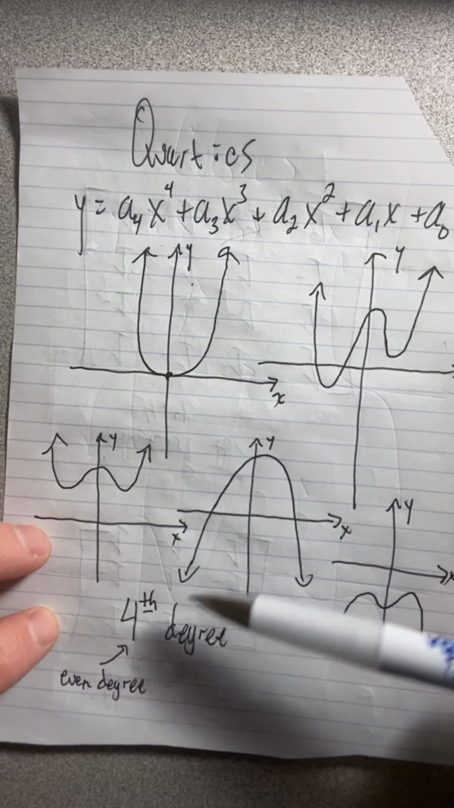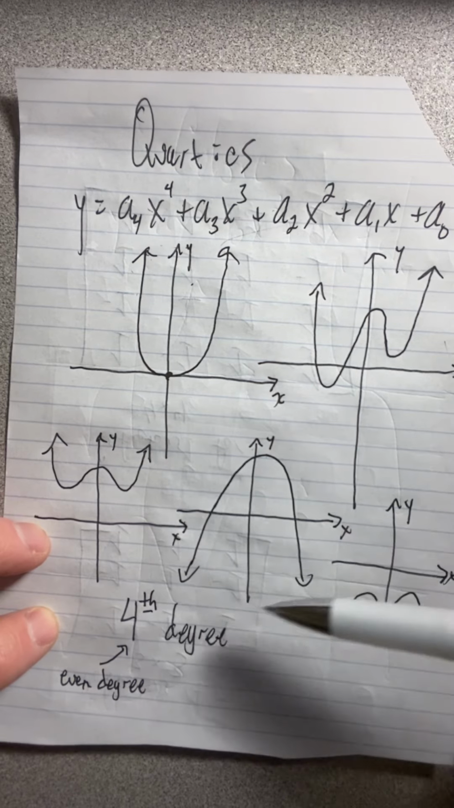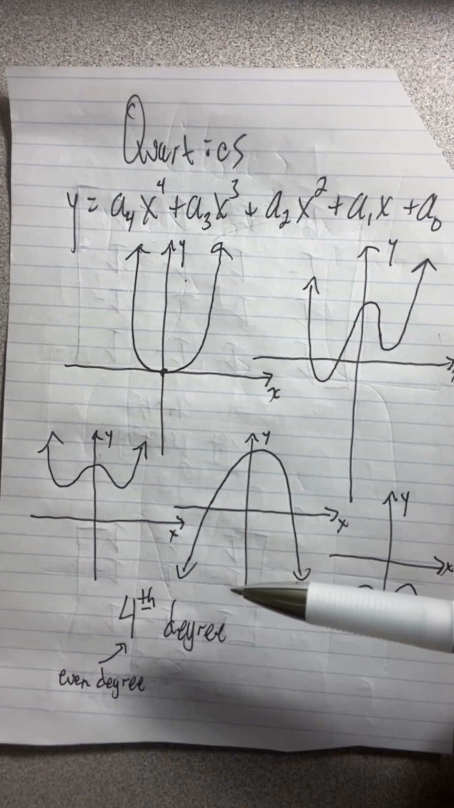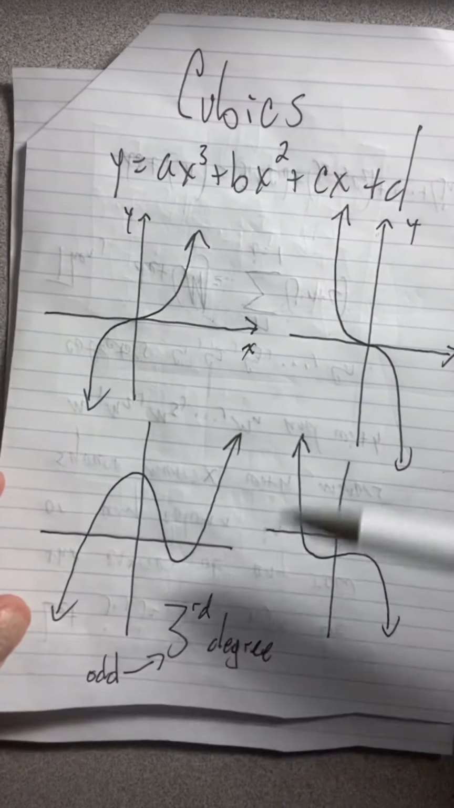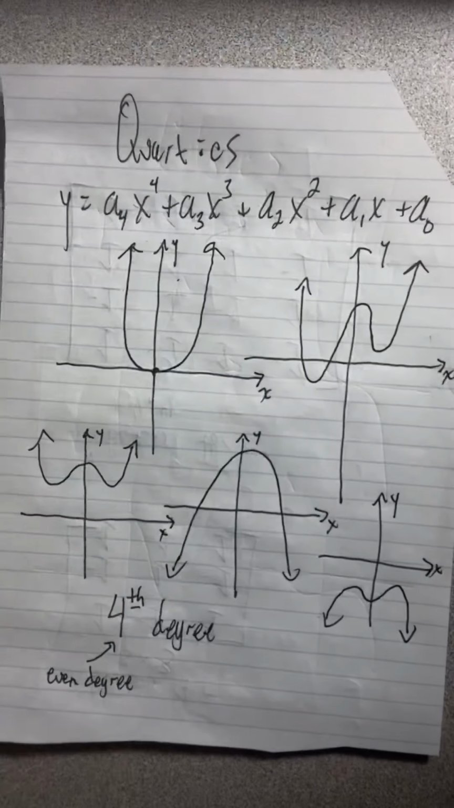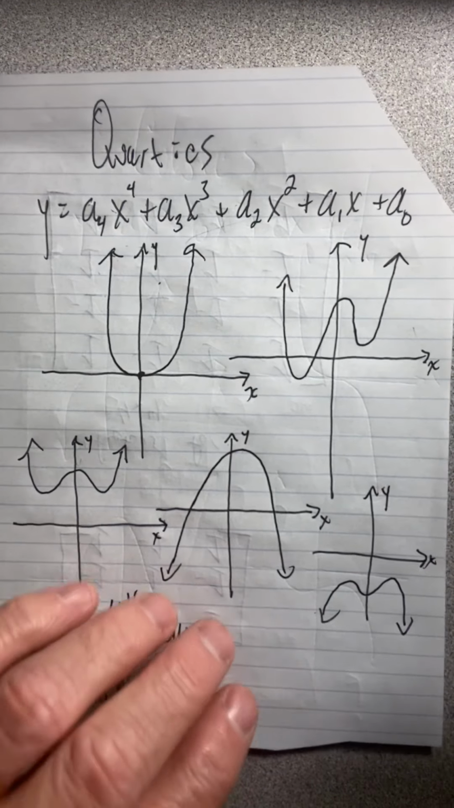So a question you might ask is, is there a connection? When the degree is even, is it always going to be the same behavior on the ends? And when it's an odd degree, is it always going to be opposite? You can investigate. Tell me what you think.